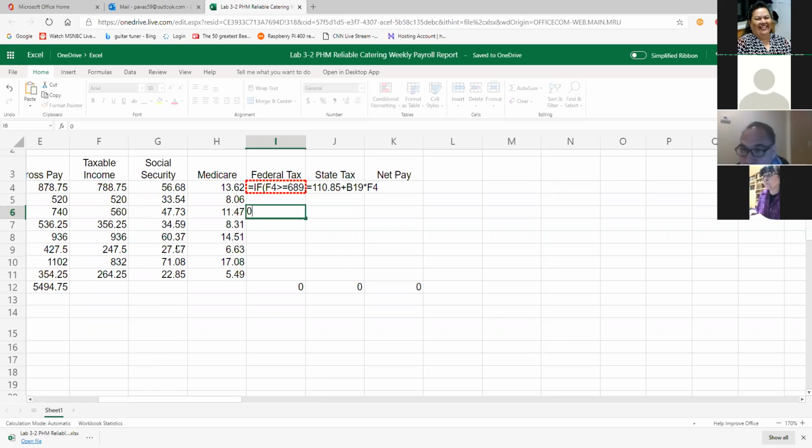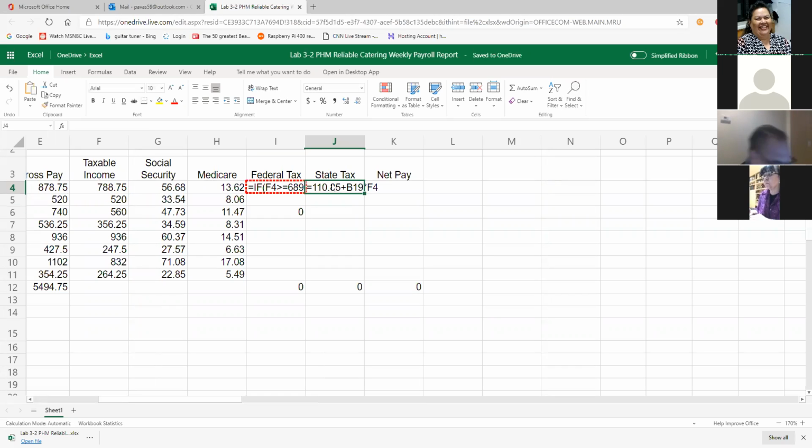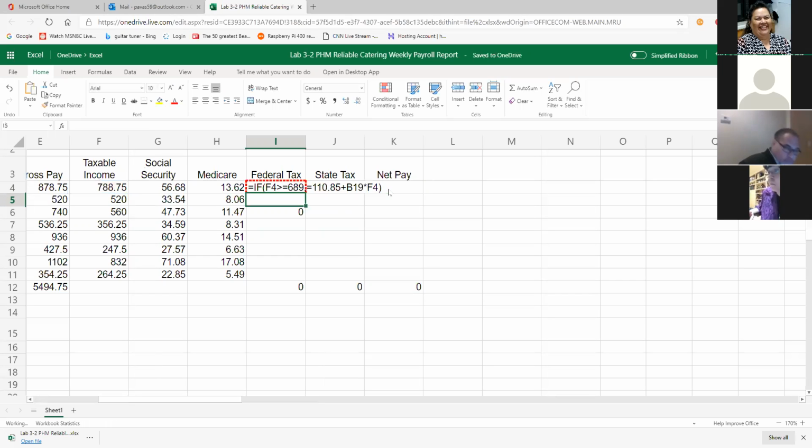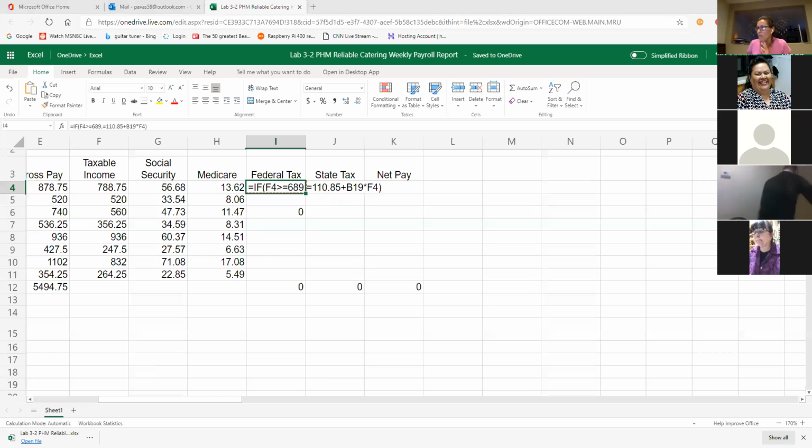Let me see what. Wait a minute, what happened here? Let me close the parenthesis. I think I'm missing something here. I'm missing another. No, let me try like that. There's an error right here. Let me see what my error is right there.